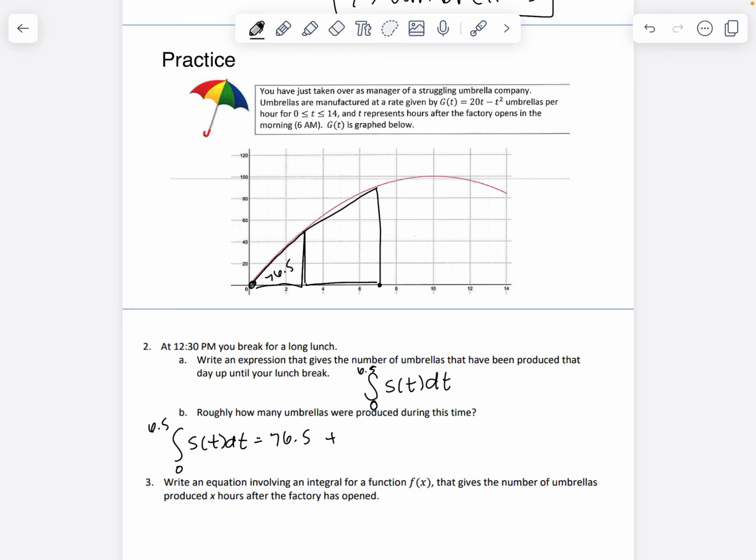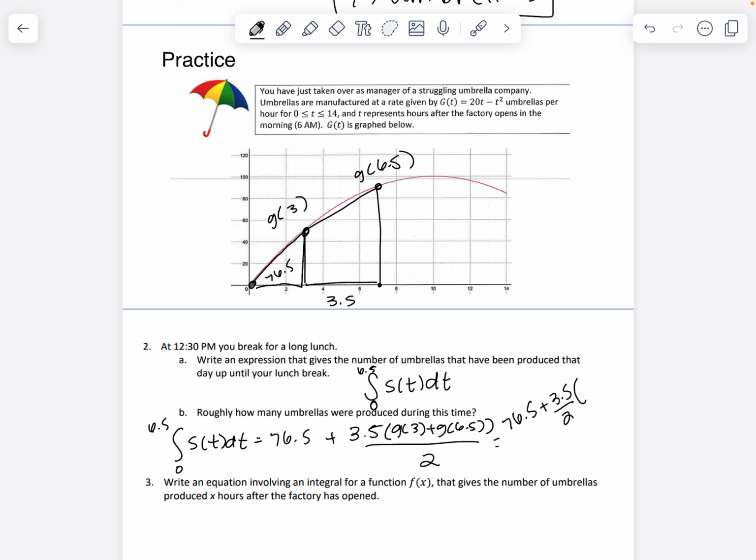Essentially the two bases are this one right here, which is g of 3, and then g of 6.5. And then my height is going to be 3.5. So it'll be 3.5 times g of 3 plus g of 6.5, and I'll use my equation to find that in a second, all divided by 2. I'm going to put some stuff in the calculator here, but 76.5 plus 3.5 over 2. And then I'm going to plug those into that original formula, 20t minus t squared, and I'll tell you what I get.